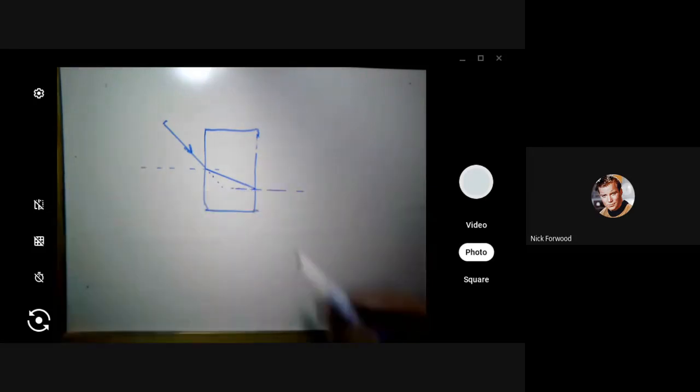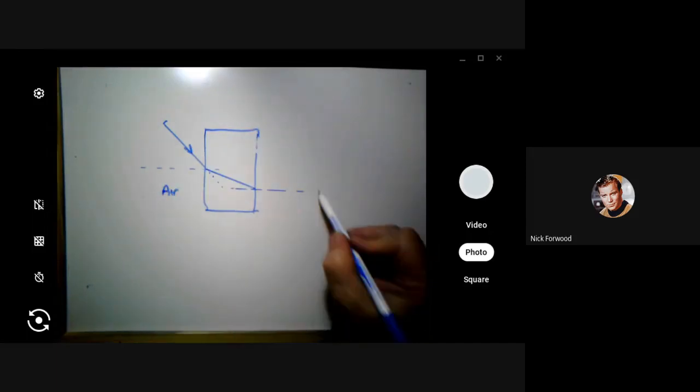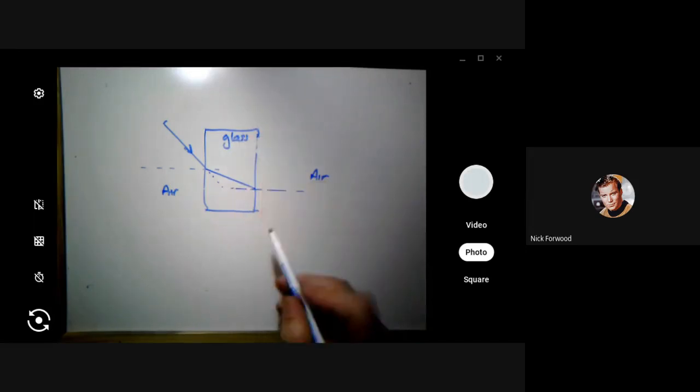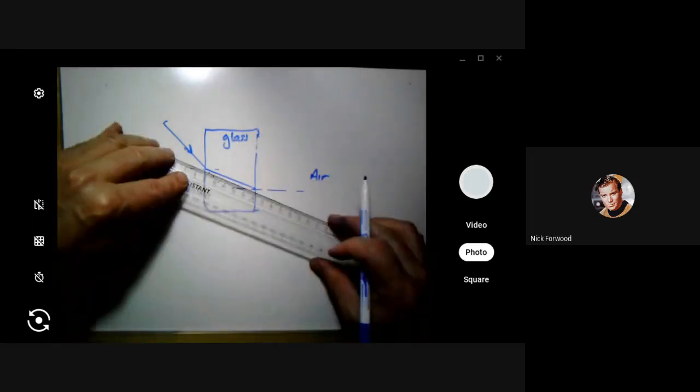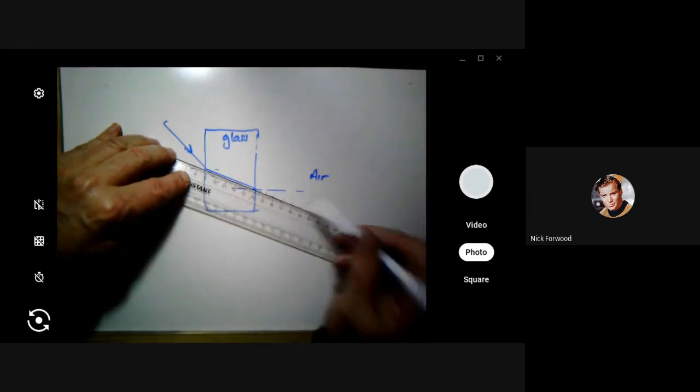And what's it do? Let's say this is air, obviously, on the outside, and this is glass here. And what's it going to do? It's not going to go straight on. This is straight on, but it doesn't do that.